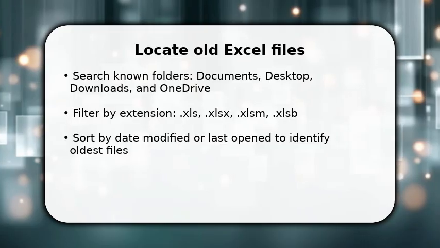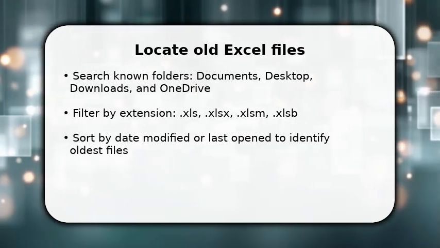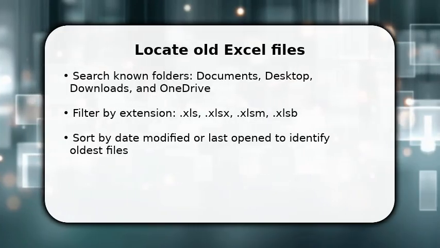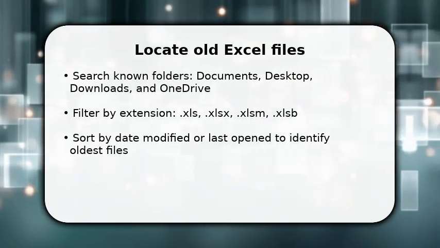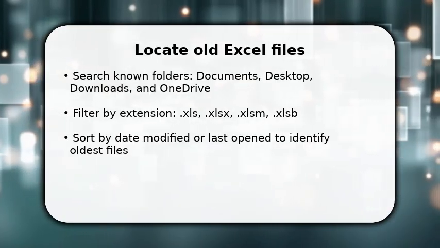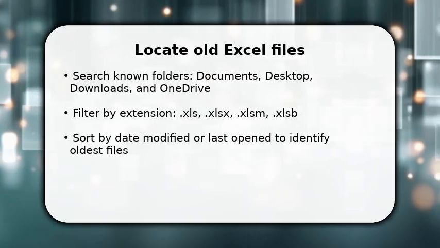You begin by finding the files you'll remove. Use File Explorer or Finder and search for XLS, XLSX, XLSM, and XLSB immediately. Once located, sort by date modified or last opened so you target genuinely old work.